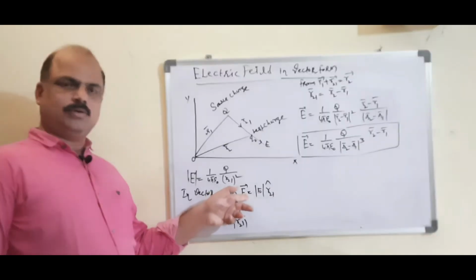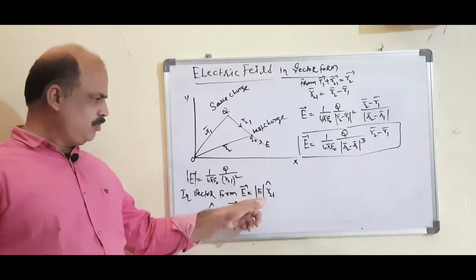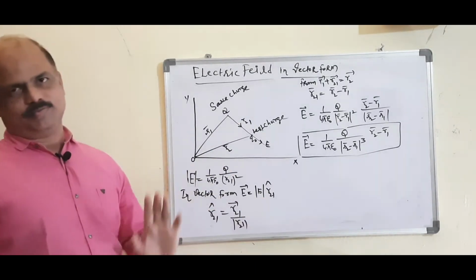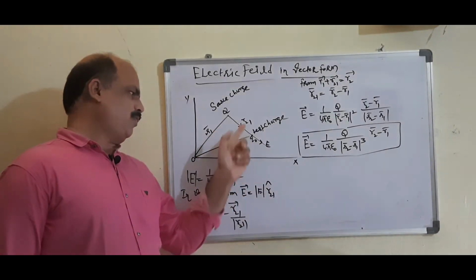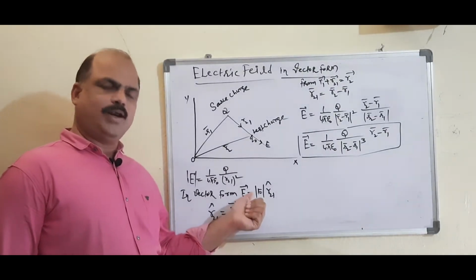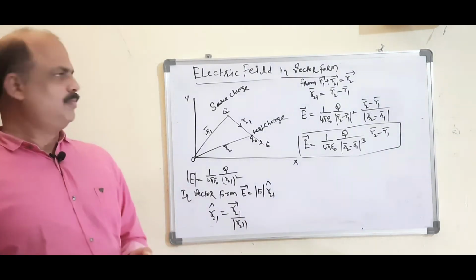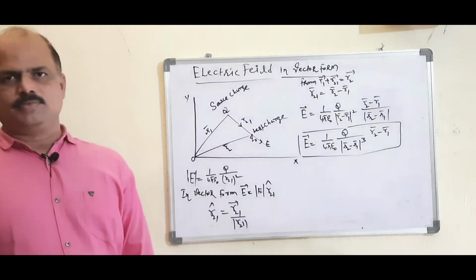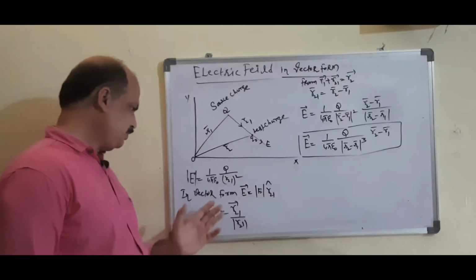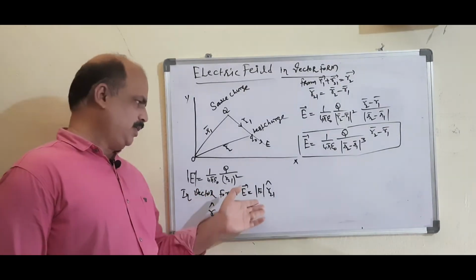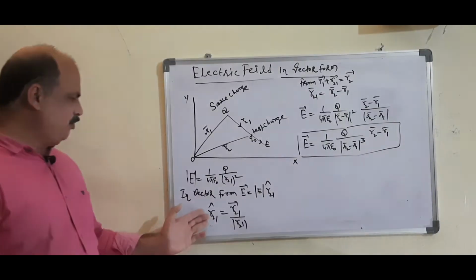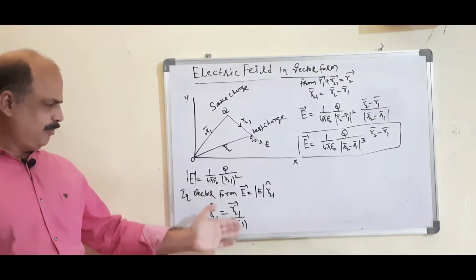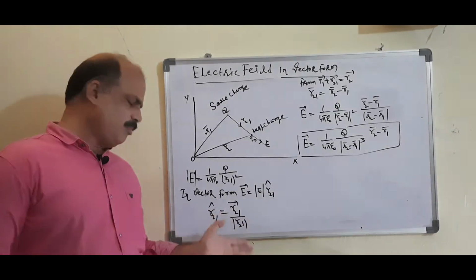E bar is equal to the magnitude of electric field into the unit vector R21 cap. If the unit vector of R21 is multiplied by the magnitude of electric field, then we get electric field in vector form. Here electric field and R21 are in the same direction. So in vector form, E bar is equal to mod E into R21 cap. But R21 cap is equal to, that means unit vector is equal to that vector by the magnitude of that vector, R21 bar by mod R21.